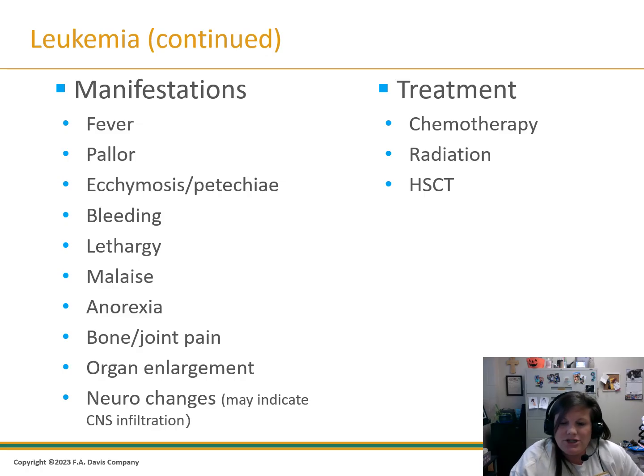Neurological changes we mentioned, especially if the cancer is infiltrating the central nervous system. And then treatment just in general typically is going to be a combination of chemotherapy, radiation, and potentially hematopoietic stem cell transplantation, or HSCT for short.